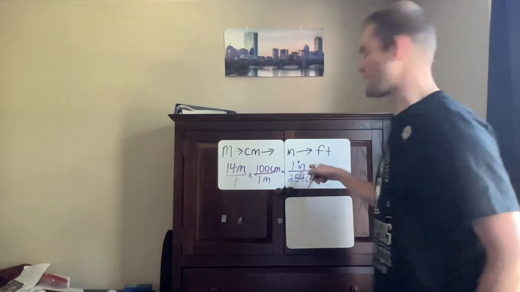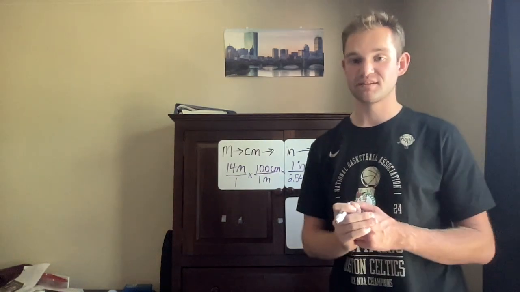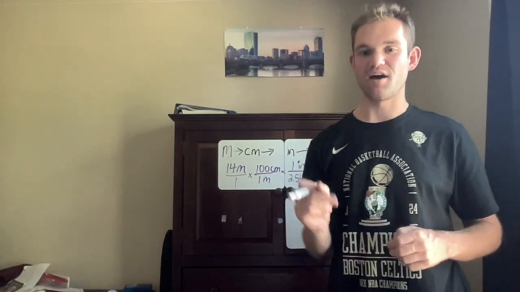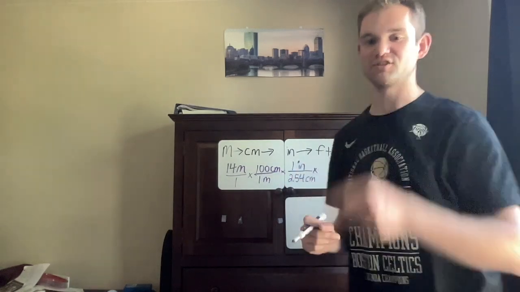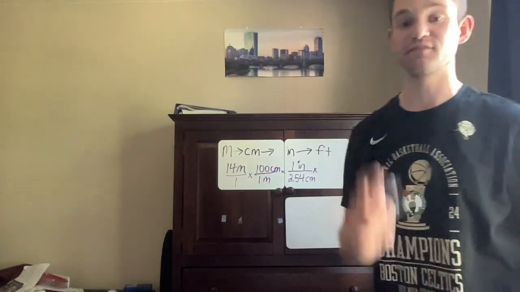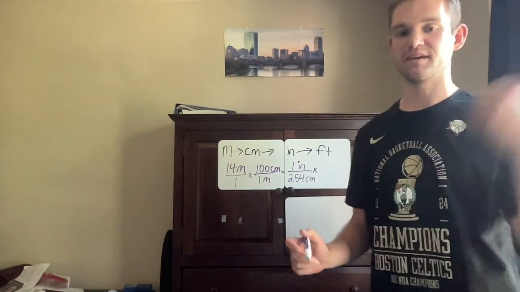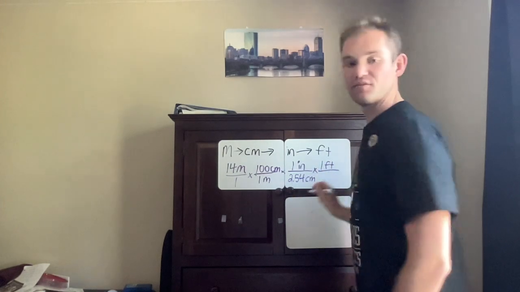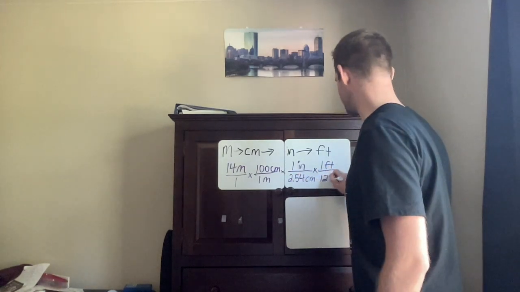Let's keep going. So we're at inches now. We need to get to feet. You're going to decide if feet goes on the top or the bottom in 5, 4, 3, 2, 1. Feet should go on the bottom. Just kidding. Feet should go on top. If you said bottom, get out. There is 1 foot in 12 inches.